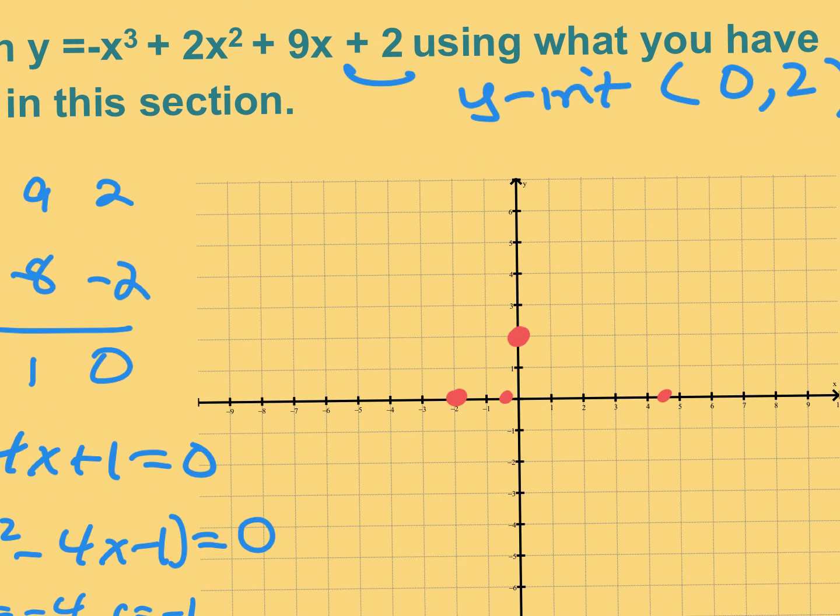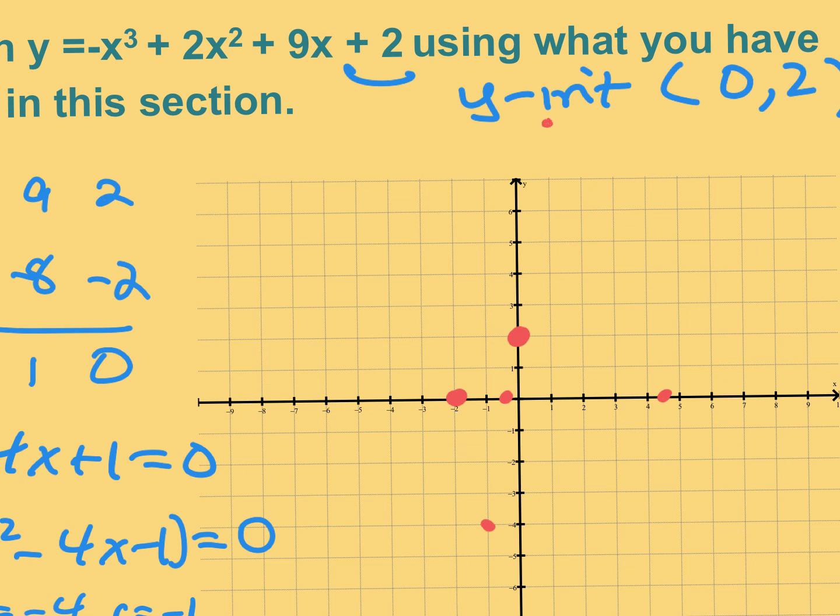So I'll graph -1, -4 right here, and then +1, +12. And again, it's going to go off the graph because 1, 2, 3, 4, 5, 6, 7. I'll put it way up here.